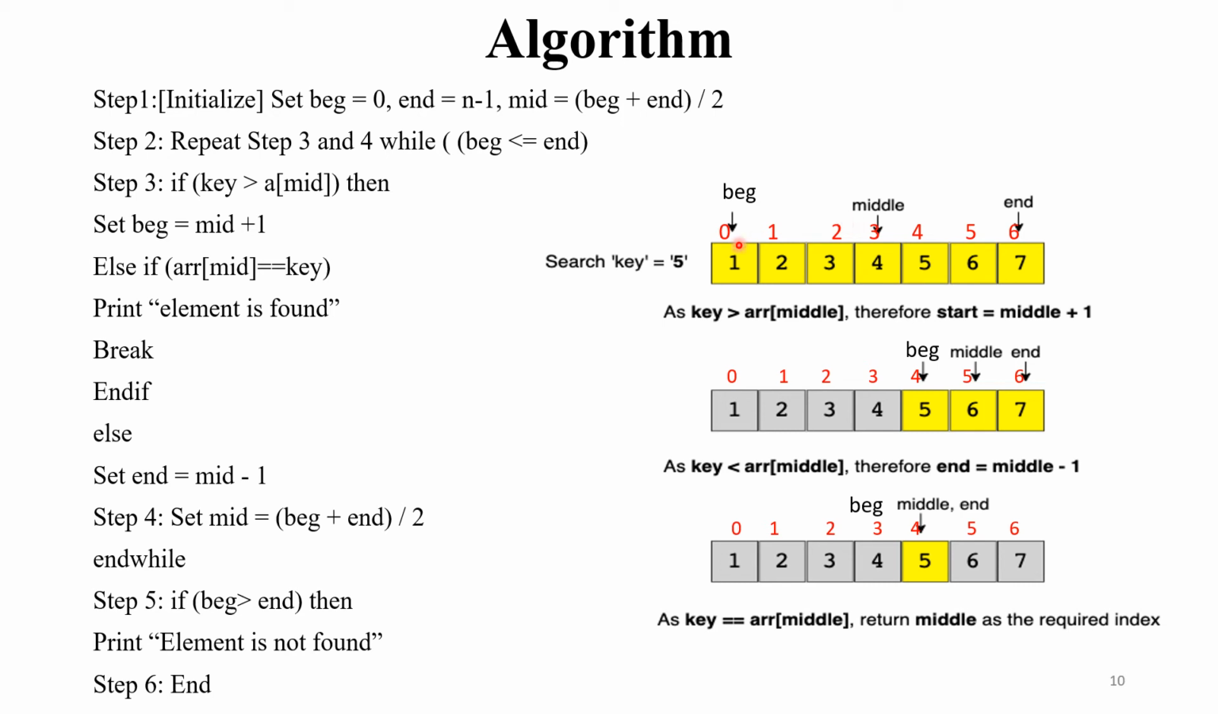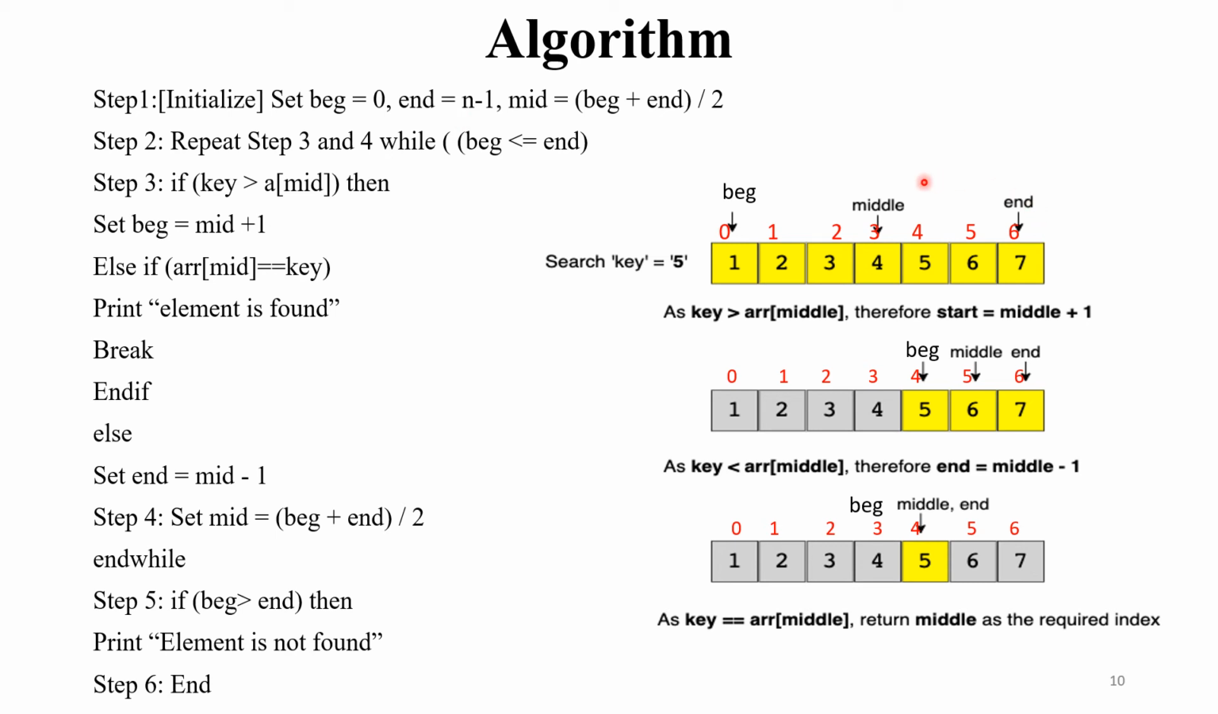If the middle element is not equal to the key, then we check whether the middle element is greater than or less than the key. If the key is greater than the middle element, then we check the right side, otherwise we check the left side. See here, in this algorithm, first is step 1. In this we initialize beginning as 0. So beginning points to the 0th position and end is n minus 1. Here in this array, n is 7, so n minus 1 is 6. So end points to the 6th position, the last position.